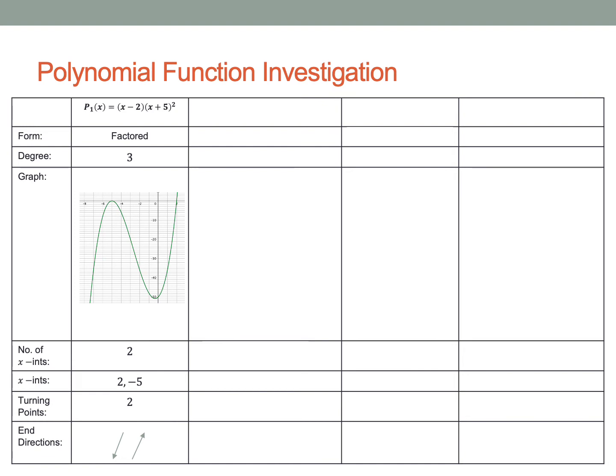Okay, let's look at another graph. So this is 2 times x minus 2 times x plus 2 times x minus 3. This is in factored form.